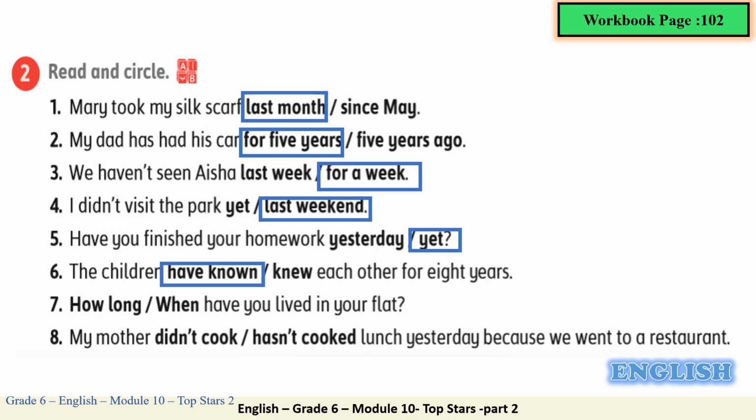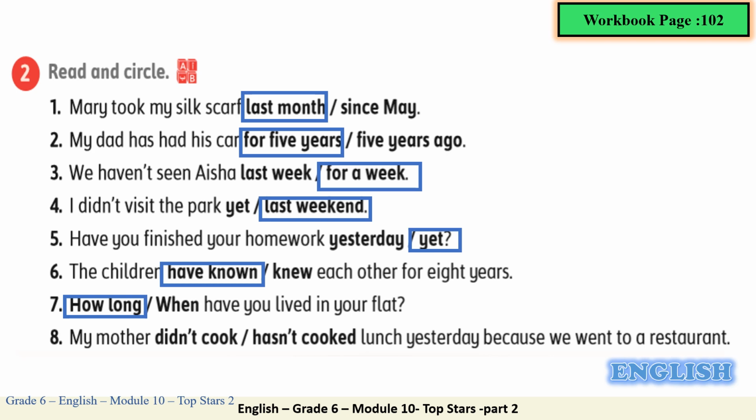Very good. Number 7, how long or when have you lived in your flat? This is a question, we should know which one to use, how long or when. Now, the verb is present perfect simple, have plus verb 3. Have you lived? So the correct time expression is how long. Very good, because we use how long for present perfect simple, and we use when for past simple.